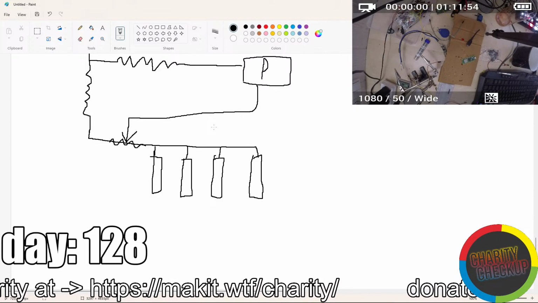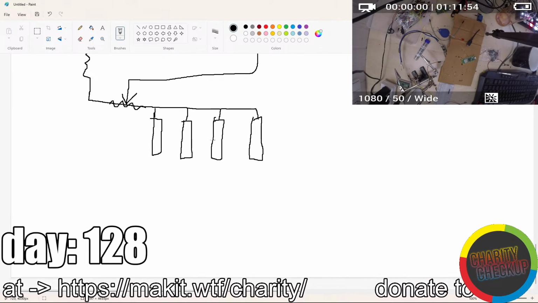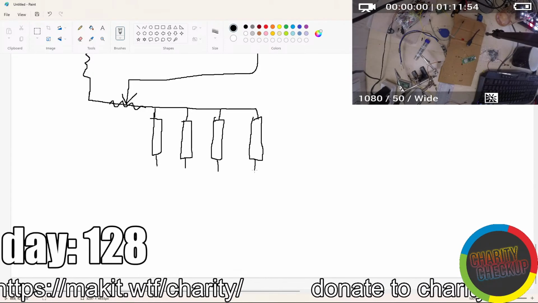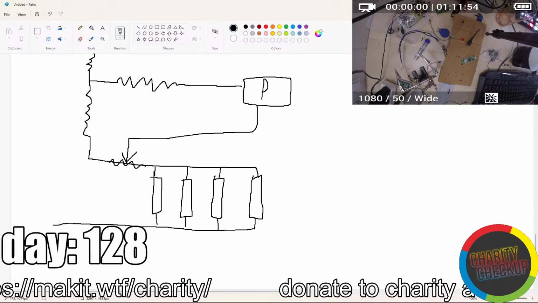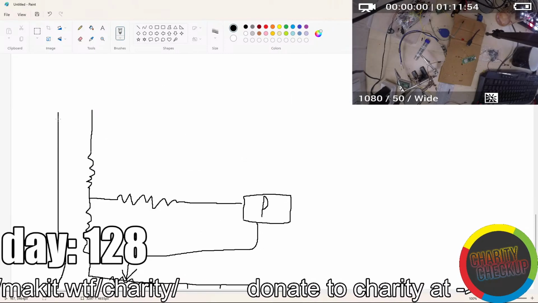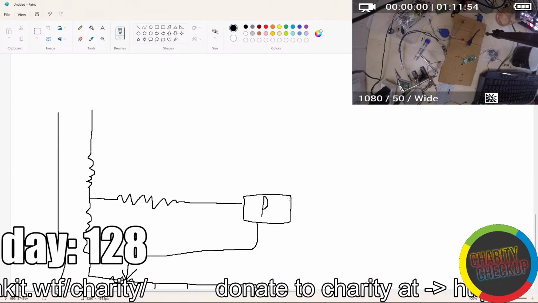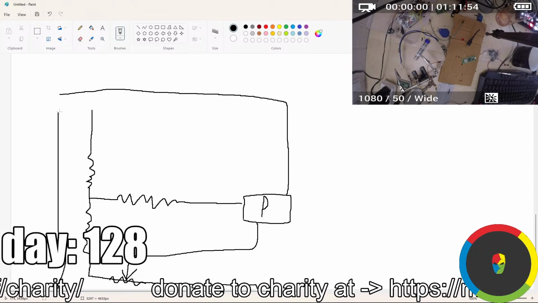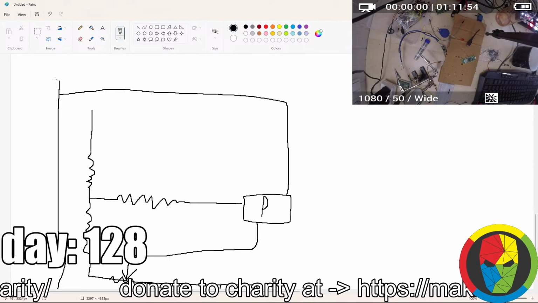Now, then we'll get out of these batteries this, and this will go back over here. This will be ground too, and will be connected to ground.